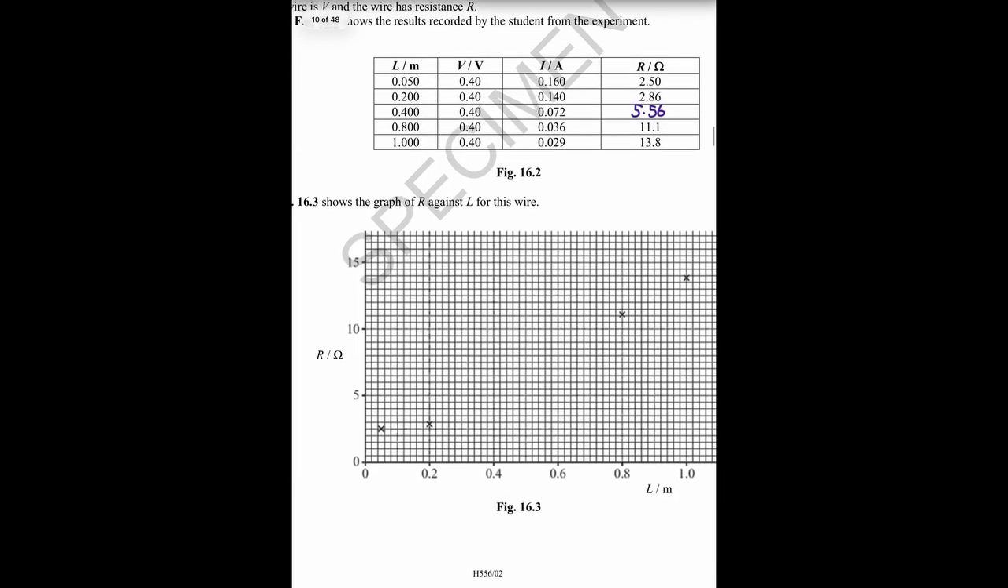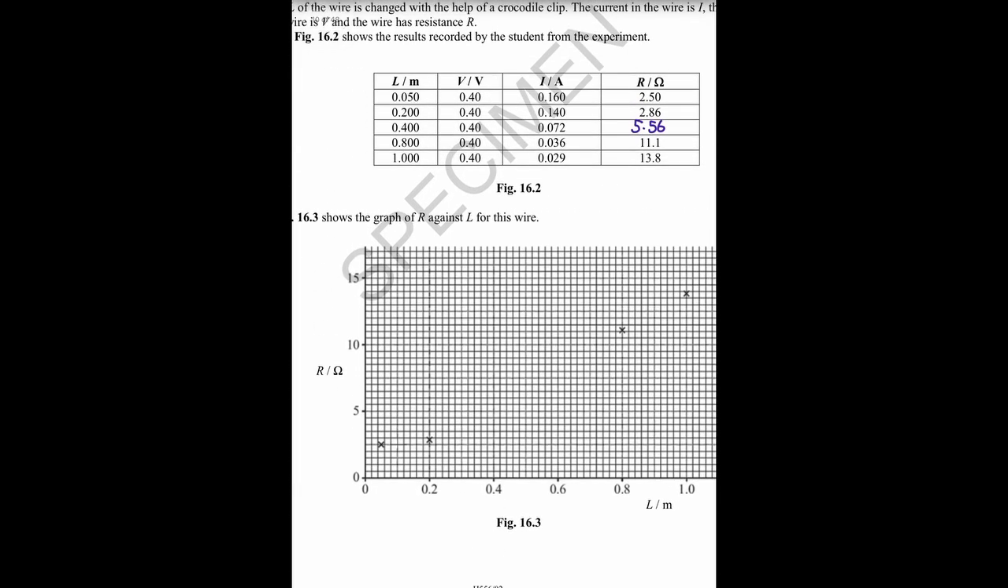Okay, and then it says plot the missing point. So it's worth the same mark. So what was the length? The length was 0.4, so that's going to be over here. And then we said the resistance was 5.56. So I just need to be a little bit careful here.